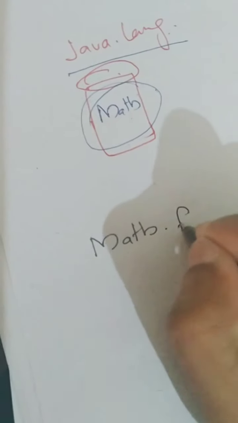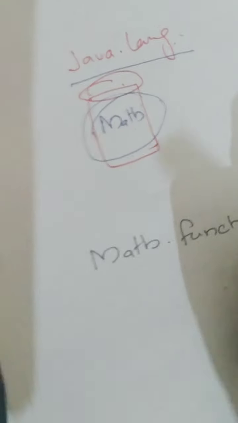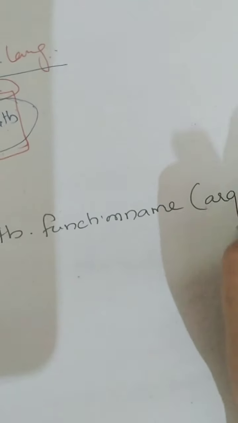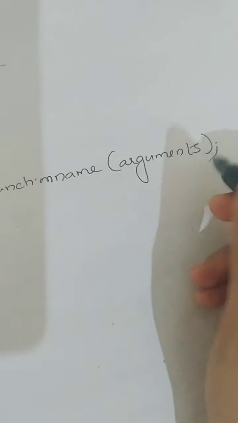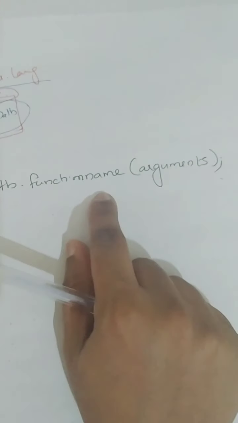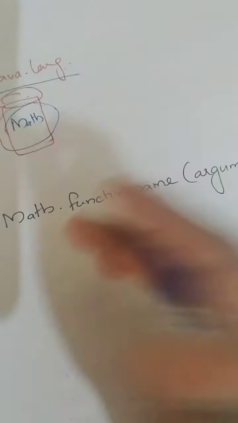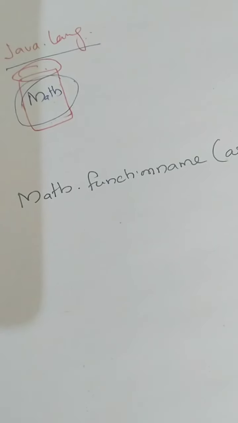How to write functions: Math dot function name, then your arguments. In 8th standard you have learned arguments, I think. Anything that comes inside parentheses is an argument. Math dot function name arguments. This is a syntax, you have to learn this.